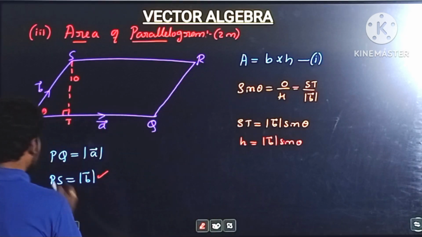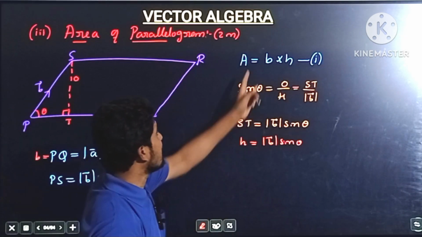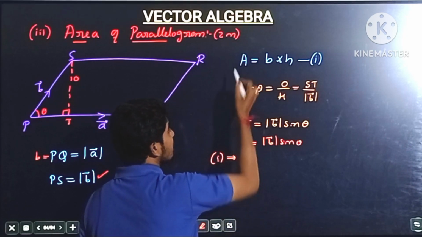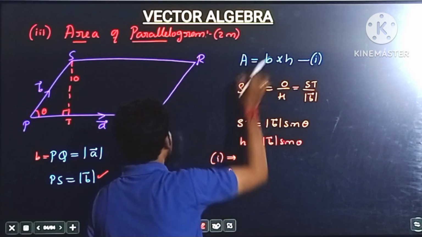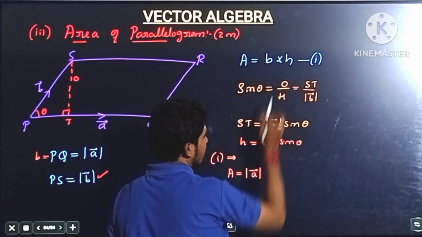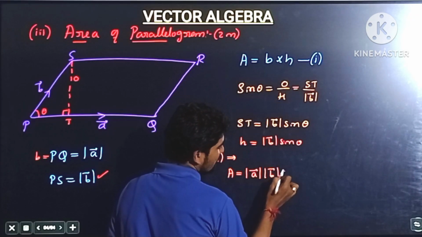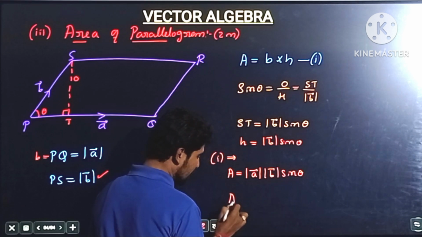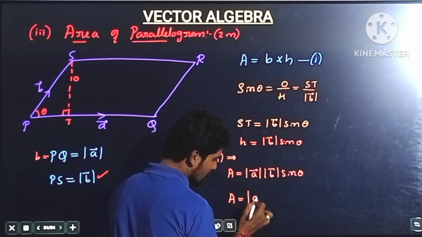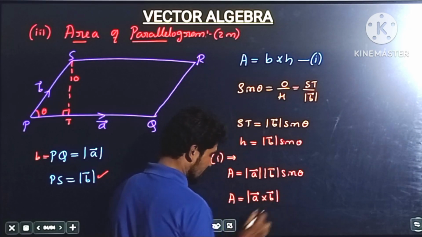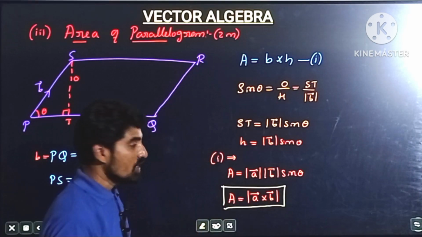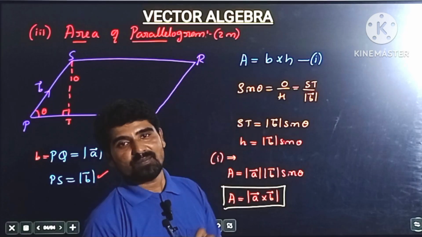Now use the values of base PQ and height H in the area of the parallelogram, that is equation number 1. So equation 1 implies area is equal to base, the length of base is magnitude of A vector, into height of the parallelogram, magnitude of B vector into sine theta. Therefore, area of the parallelogram is equal to magnitude of A vector into magnitude of B vector into sine theta, which is equal to magnitude of A vector cross B vector, and which is the required formula to calculate the area of the parallelogram, where A and B are the adjacent sides of the parallelogram.